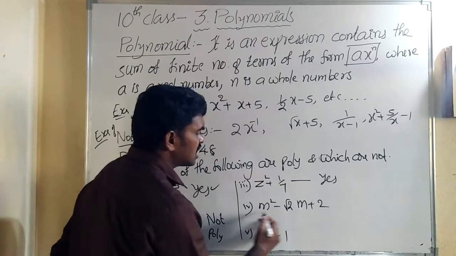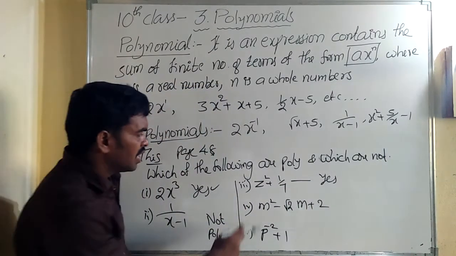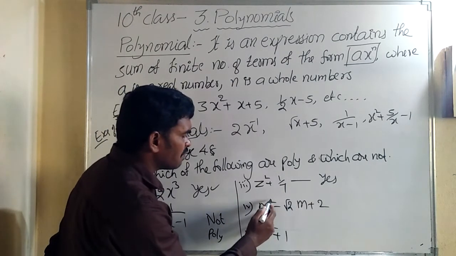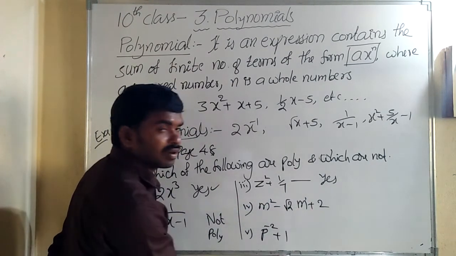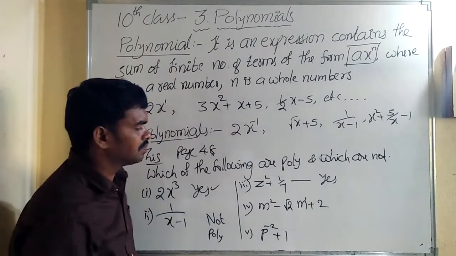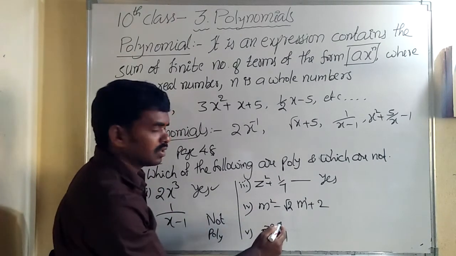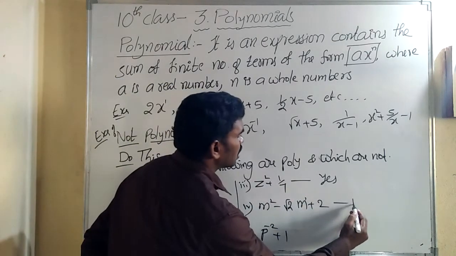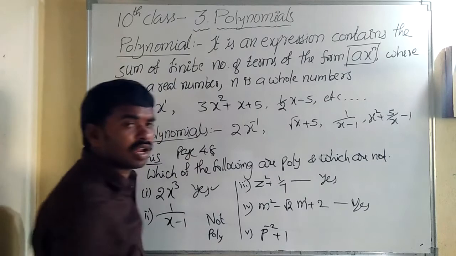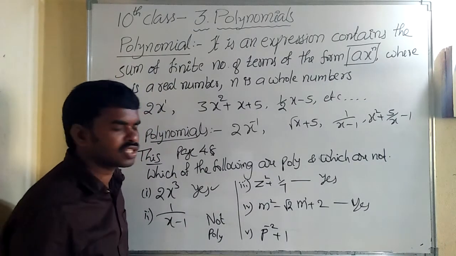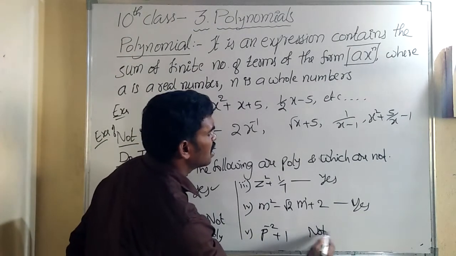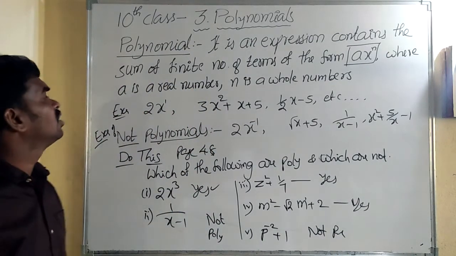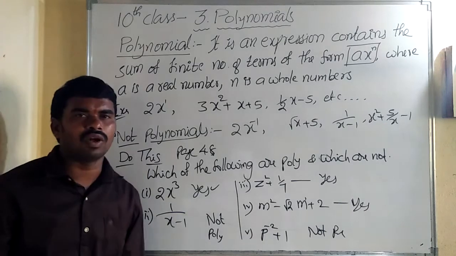Is m square minus root 2 into m plus 2 a polynomial? Here m power 2, and here m power nothing means 1. Root 2 is a coefficient, so don't think about the coefficient. So it is a polynomial. Yes. Is the last one a polynomial? See, here the power is minus 2, that's why it is not a polynomial. So these are a few examples of which are polynomials and which are not.